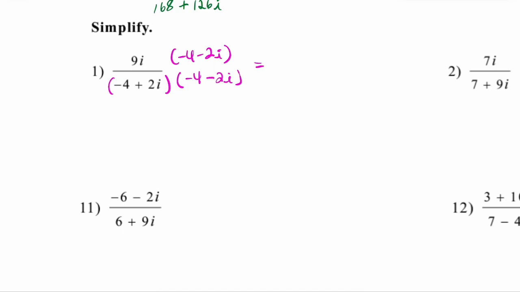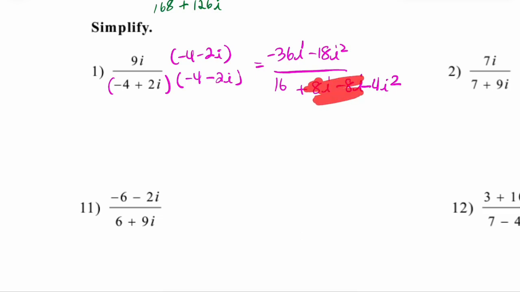On top, we're going to distribute. So that's going to be negative 36i, and then minus 18i squared. Let's distribute on the bottom. We're going to get 16 plus 8i minus 8i minus 4i squared. Now remember, for this to be a conjugate, these should cancel out, which is exactly what happened. Those are opposites. They cancel out. The 4i squared, remember, an i squared touching anything changes its sign, because that's really negative 4 times negative 1. So this becomes negative 18 times a negative 1, which is a positive 18.